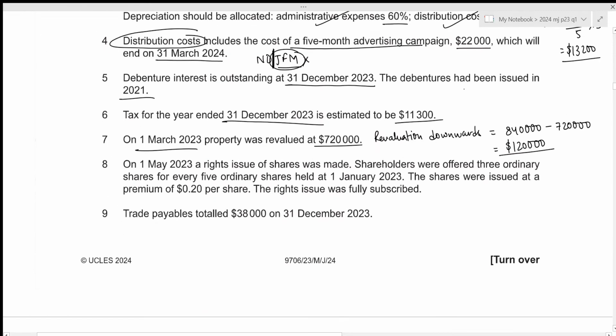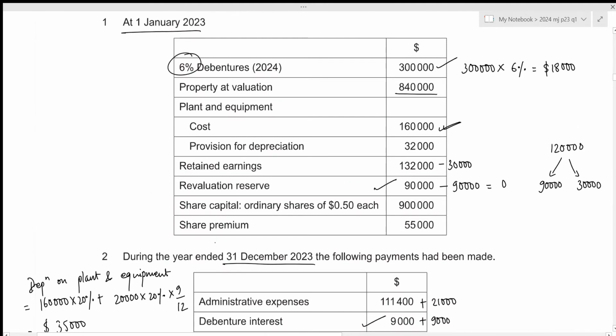Okay. Then on 1st May 2023, a rights issue of shares was made. Shareholders were offered 3 ordinary shares for every 5 ordinary shares held at 1st January 2023. So the basis in this case is for every 5 ordinary shares, we will be providing 3 new rights shares. So the first thing we need to do is calculate the number of ordinary shares at the date of 1st January 2023. It's right here. We have the total value and we have the nominal rate.